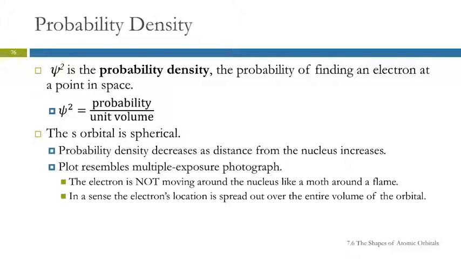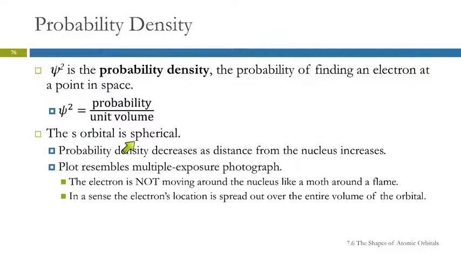Okay, so psi is the wave function. Psi squared is the probability density. It's the probability of finding an electron at a point in space. So it equals the probability divided by the unit volume. We're going to talk about the s orbital first.